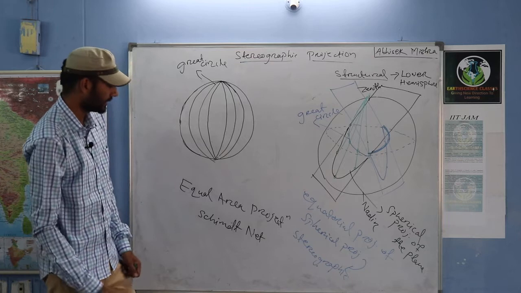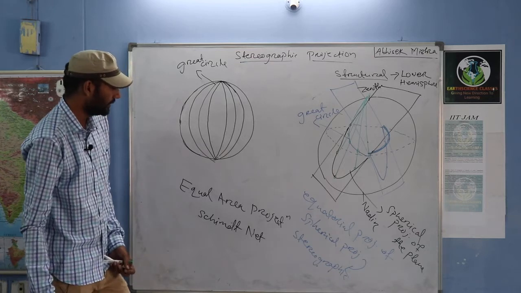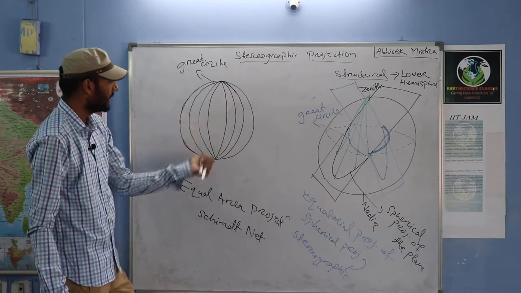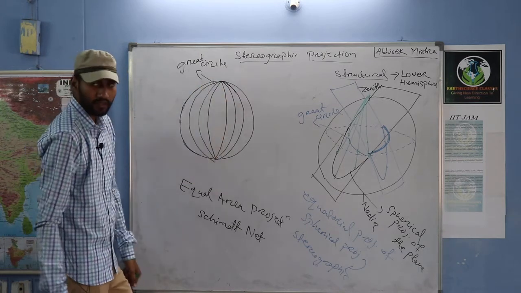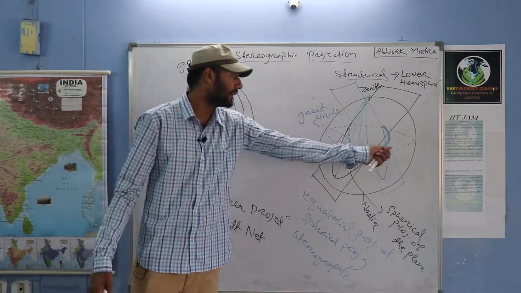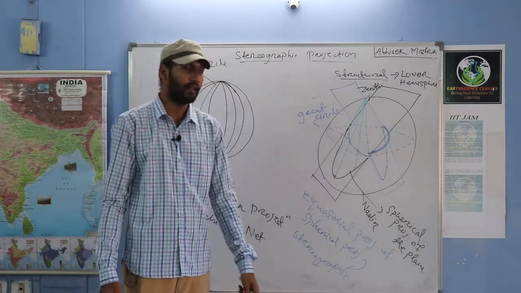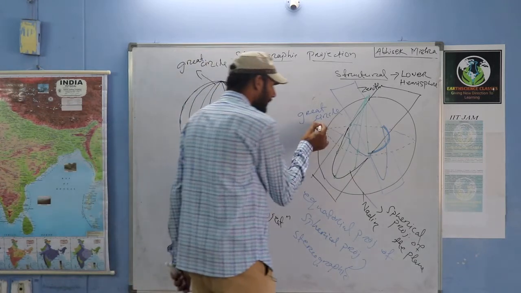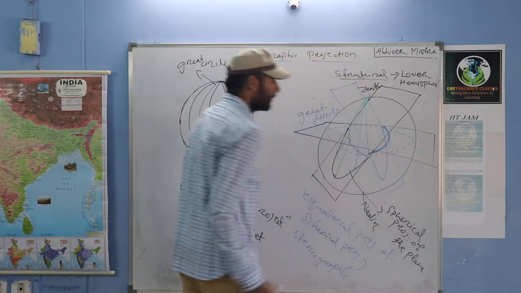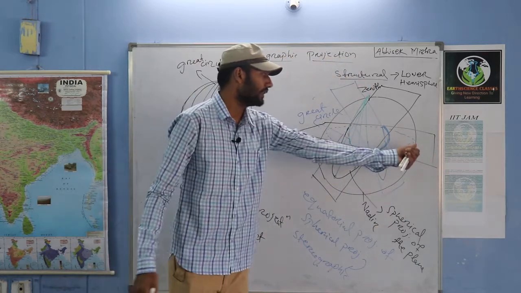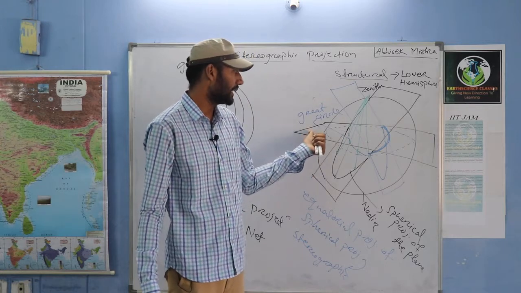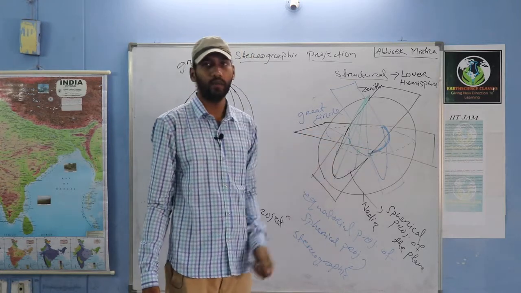This is known as Schmidt net, or equal area net. So here you are getting grid circles. Each grid circle will represent a plane like this. Let's say I am passing a horizontal plane here. The principle is the same: I am passing this horizontal plane through the center of the sphere.